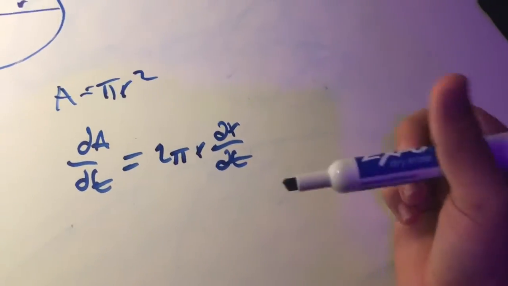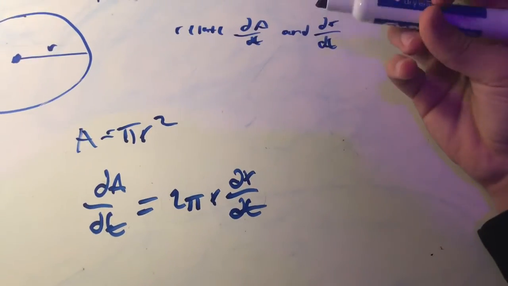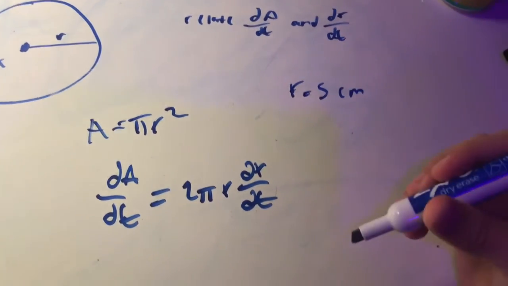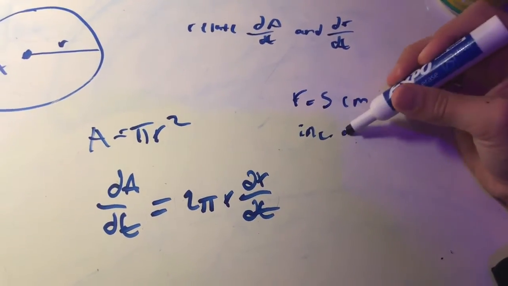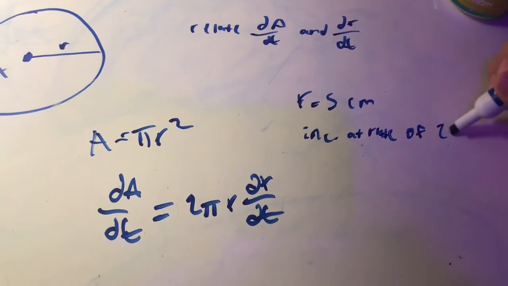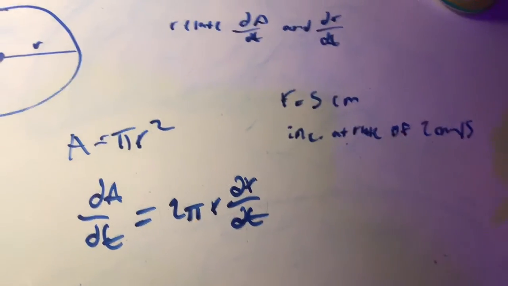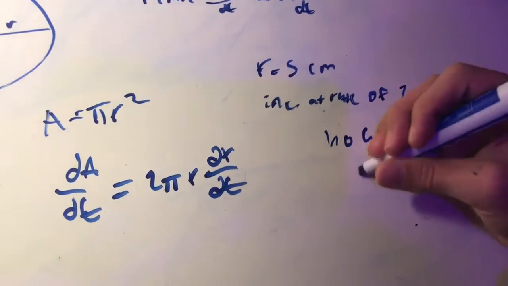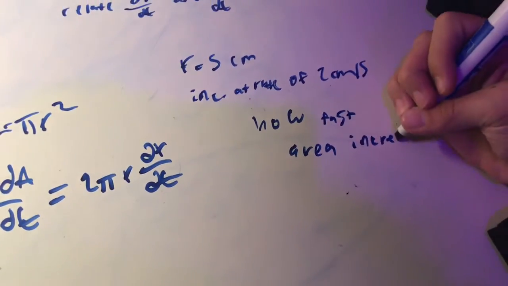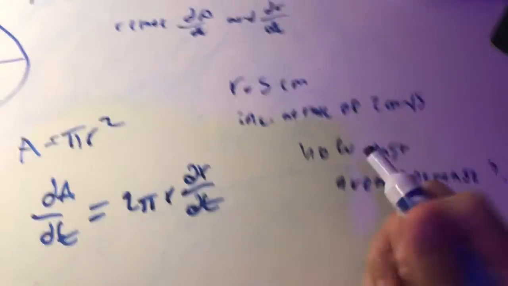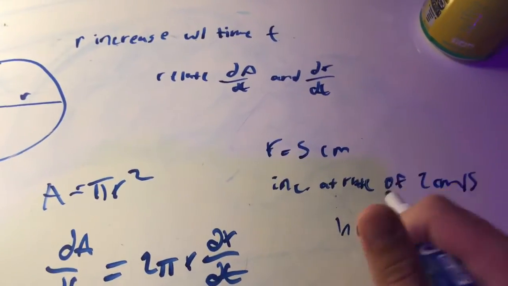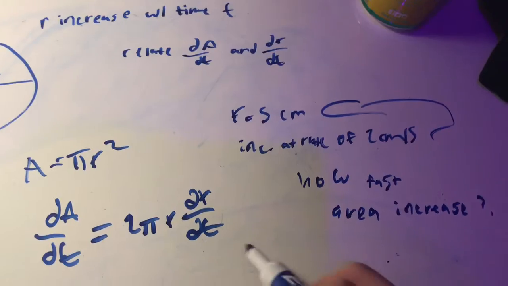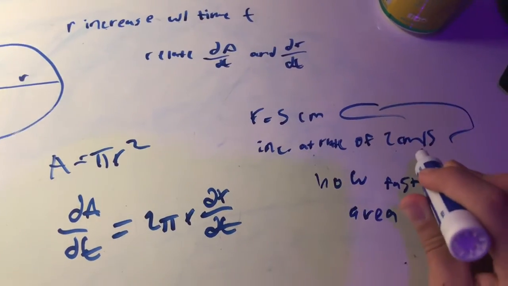So, let's say that at a certain instant, the radius is 5 centimeters. That's an R. And it is increasing at a rate of 2 centimeters per second. So let's figure out how fast the area is increasing at this instant. How do we do that? Okay, so we got that the radius equals 5, and it's increasing at a rate of 2 centimeters per second. So basically, that means dr over dt equals 2 and r equals 5.